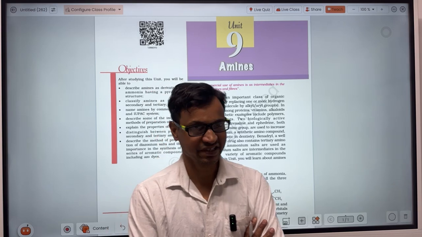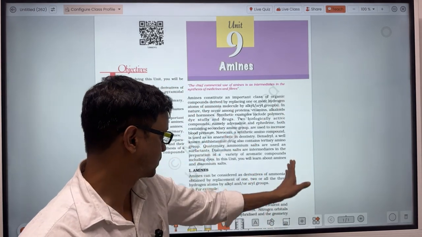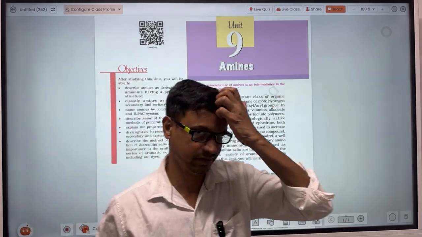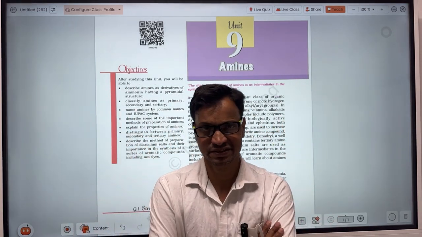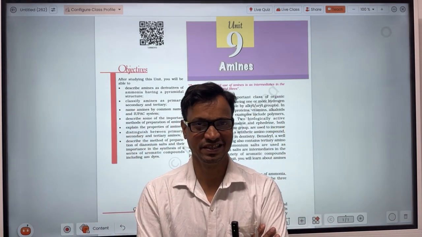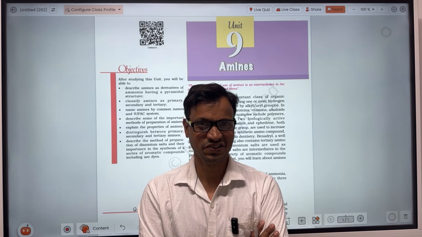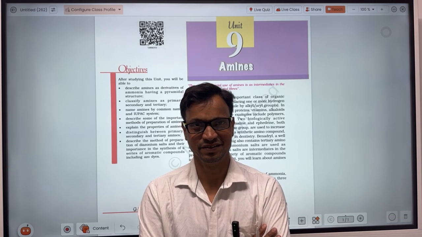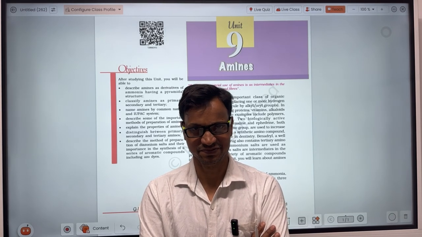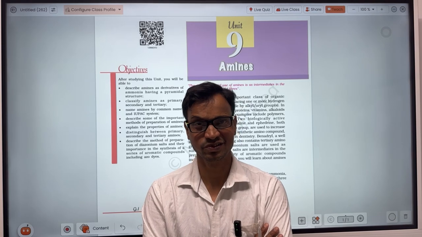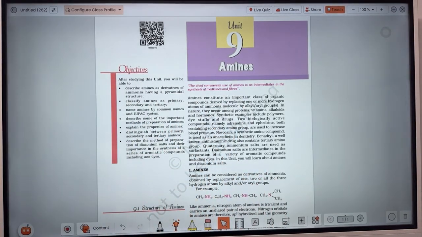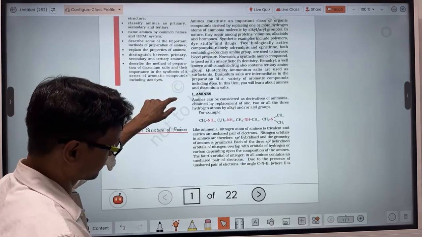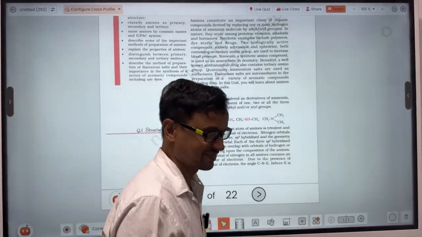About their applications, when you study this book, you will get very informative points, and that will be applicable not only for the 12th level examination but also for the graduation level. About that we will discuss later on also. So let's see, that was the amine. Next is the structure of amine.